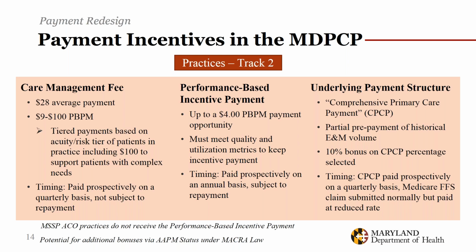The payment structure in Track 1 is still straight fee-for-service. You will continue to bill Medicare fee-for-service in Track 1. The other thing I want to note here is that the performance-based incentive payment, if you're in a Medicare shared savings ACO, the practice would not receive that amount because the practice is eligible for shared savings under the ACO. However, the practice in an ACO would receive the care management fee.